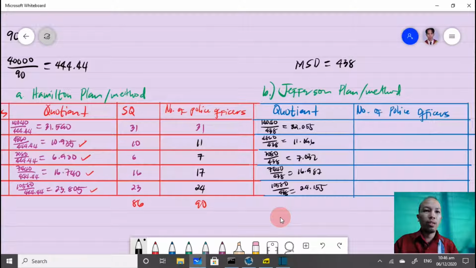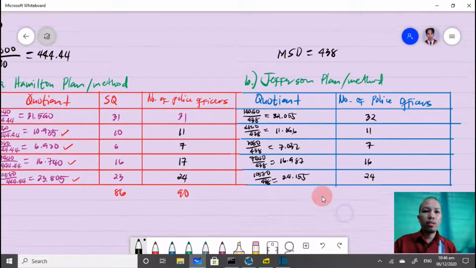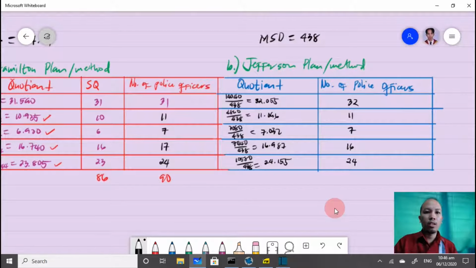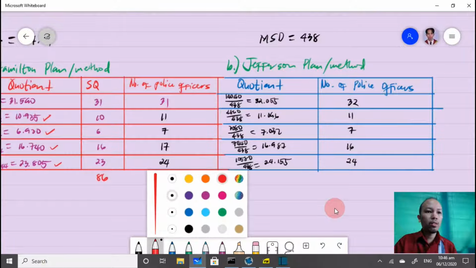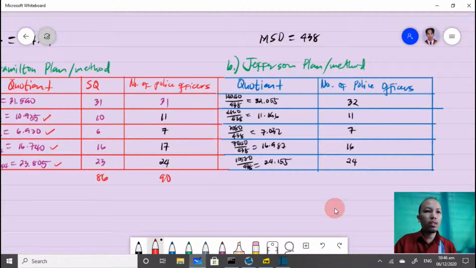Again, round down. You will have 32 here, 11, 7, 16, and 24. So the total is 90. We have here 90.